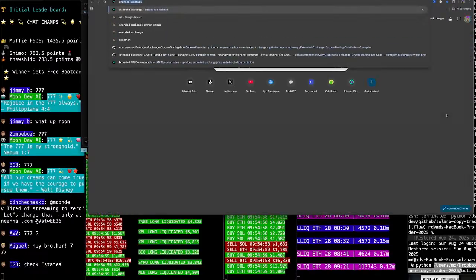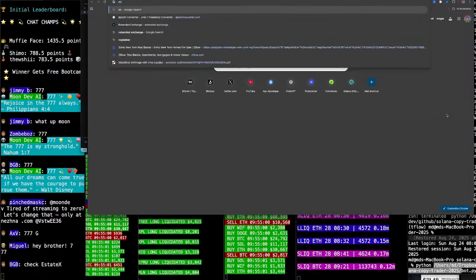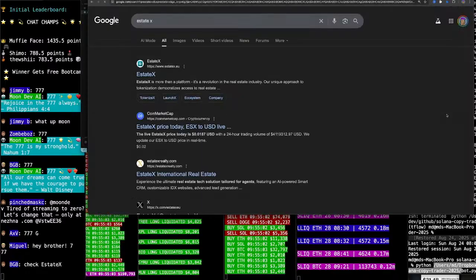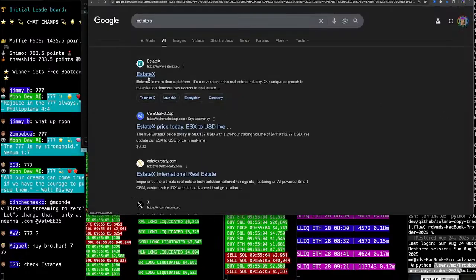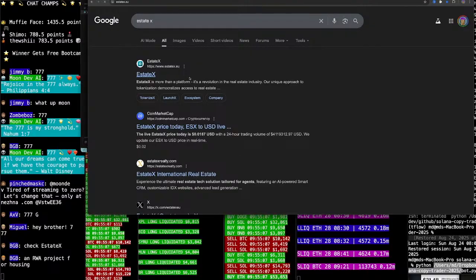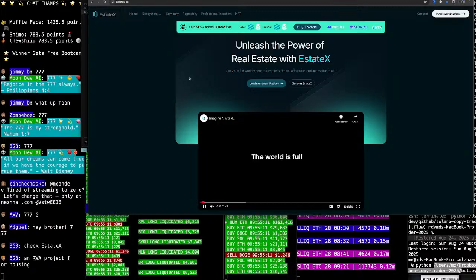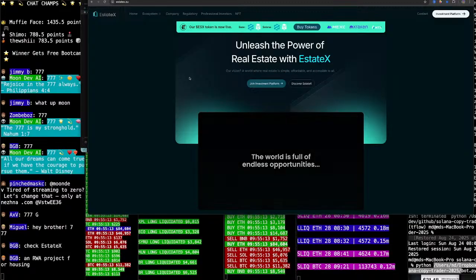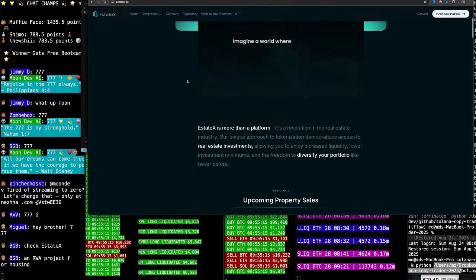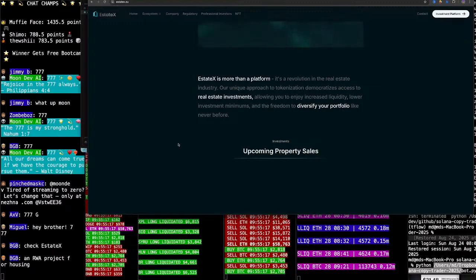EstateX is more than a platform. It's a revolutionary real estate industry tokenization. The world is full of endless opportunities. An RWA project for housing.